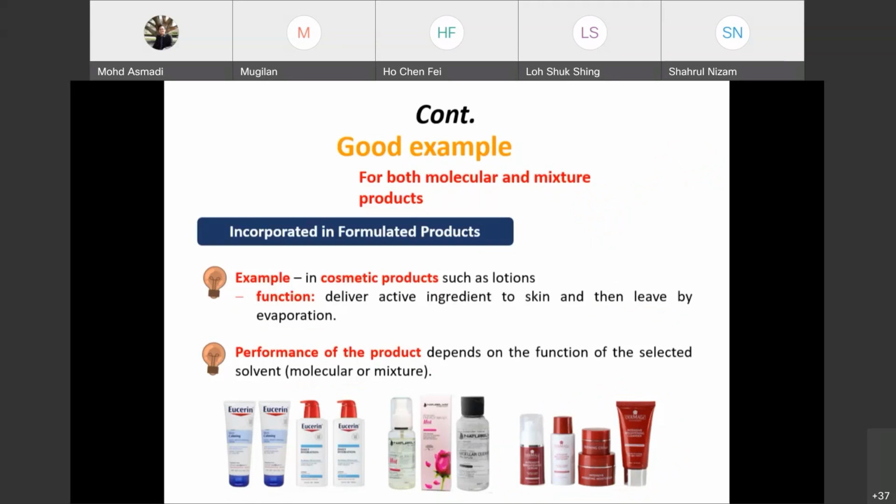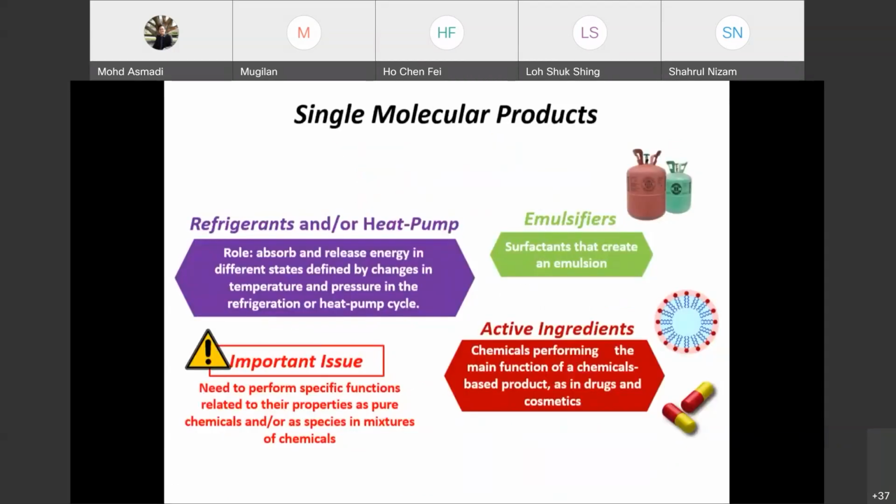Okay, so that is the example. Let's see the single molecule product, for example a refrigerant or heat pump. The function or role is to absorb or release energy. This one is for the refrigerants or heat pump. Generally the single molecule product is nearly pure or pure.